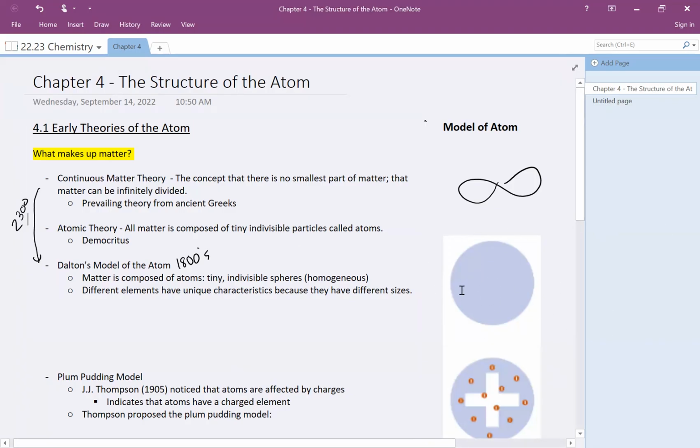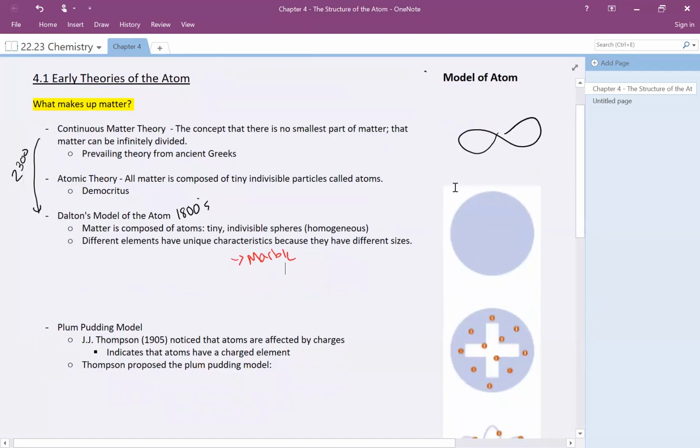It is a tiny indivisible sphere. I wrote homogeneous next to it. That means that there's no details in this. You can see it's just a circle. Imagine a tiny marble. So for Dalton's theory, we're going to think about a little marble, and the different elements, like your oxygen versus your carbon, have different characteristics because they have different sizes. It's not due to anything except the different sizes of the elements. So again, Dalton's model of the atom has matter as tiny indivisible little spheres.